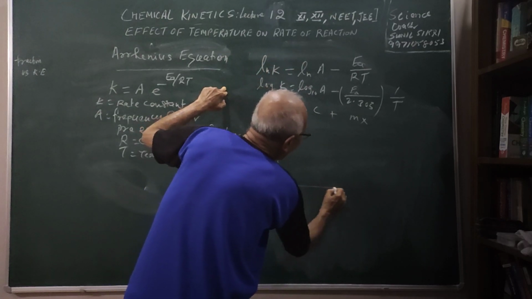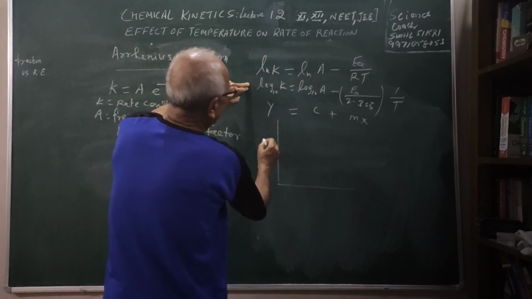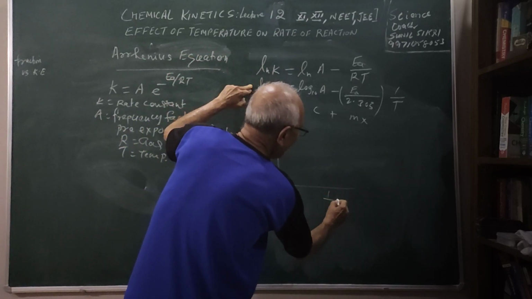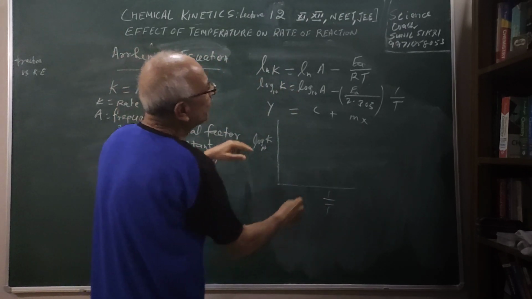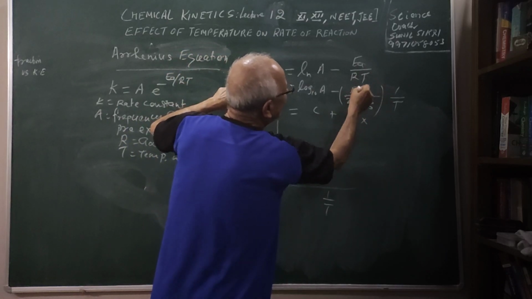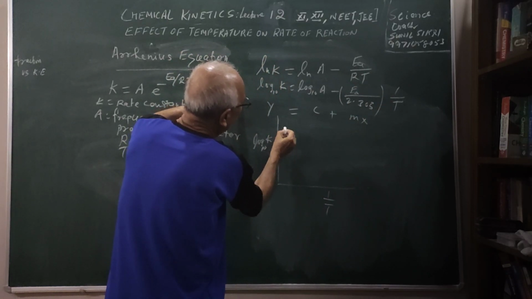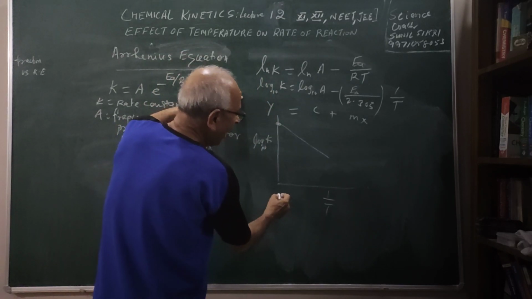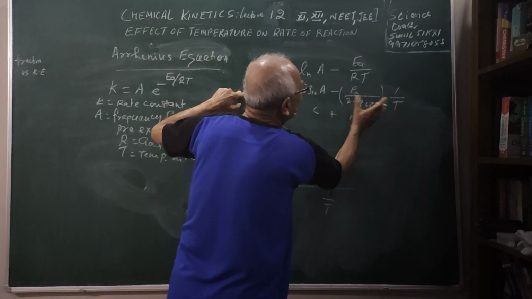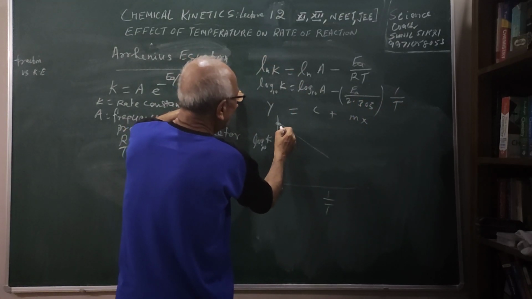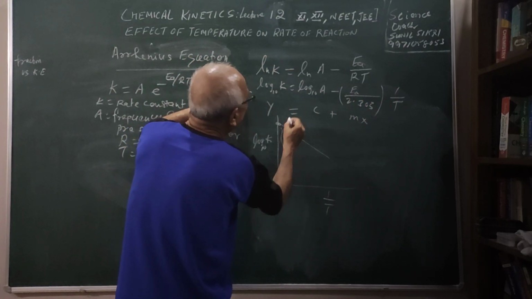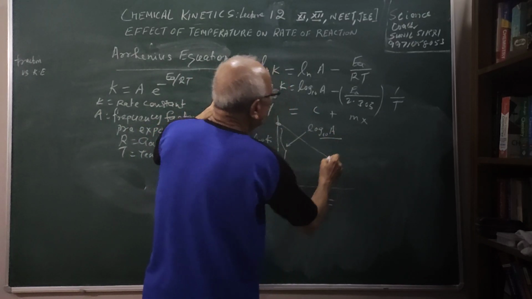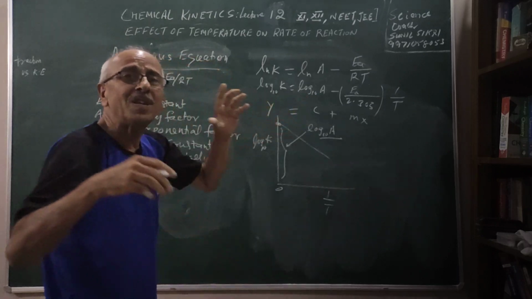So if we make a graph of log 10 K versus 1 by T, students, then what will happen? As you can see, the slope is negative, so the graph will look like this. What is this value? When 1 by T is 0, this factor is 0, and this value is nothing but our log 10 A. So we can find the value of A, the frequency factor.